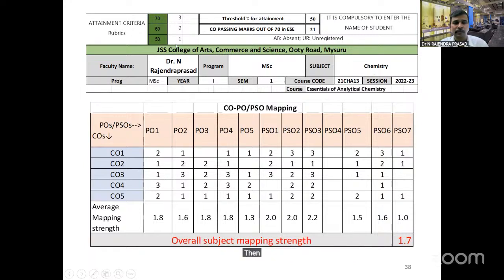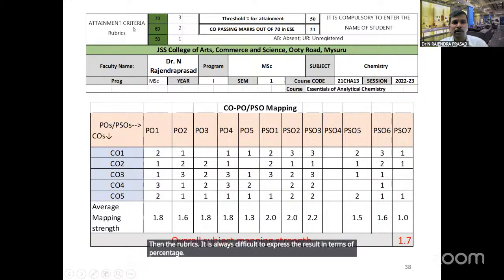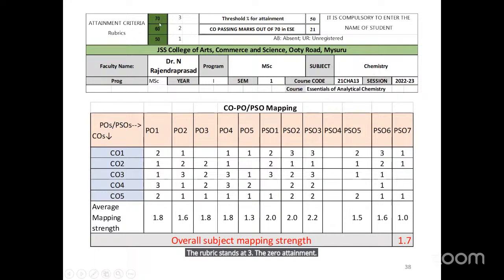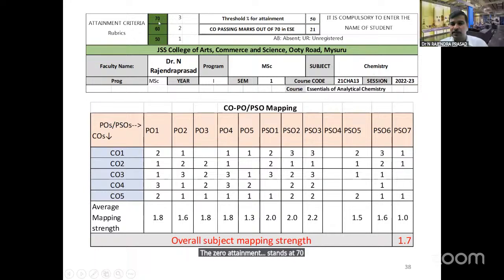Then the rubrics. It is always difficult to express the result in terms of percentage, so we will use some rubrics. As I already told you, rubrics are nothing but indicators to express or measure the performance level of the learners, how competent they are. So if 70% or more students have scored the threshold, the rubric stands at 3, the CO attainment stands at 70%.